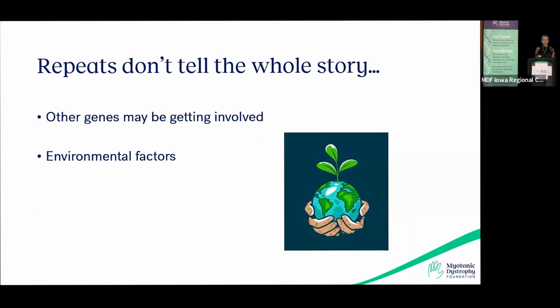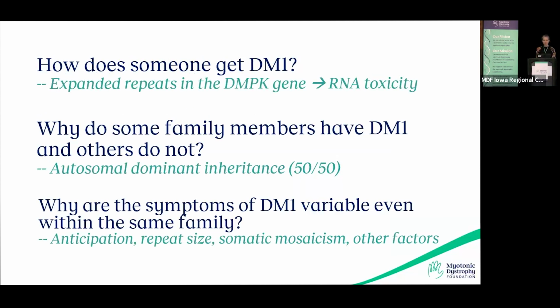Other things that can affect variability are the things that we think about when we look at all of us. Everybody's different. We all have our own genetic DNA code. There are probably other genes having an impact on what an individual person's DM1 is going to look like. We also have to take into consideration environmental factors, because those can have an impact on the course of any type of disease.